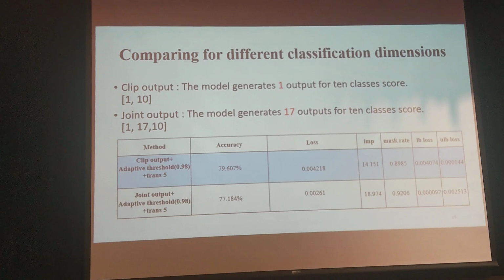First, for the clip output, we generate the probability for 10 cases for each clip. But for the joint output, we generate the output for 17 joints and each joint for 10 cases. So you can see the shapes below. And you can also see that in our experiment, the clip output with the adaptive threshold and trans type 5 gets the better accuracy.